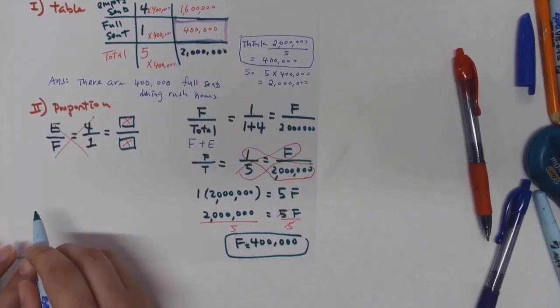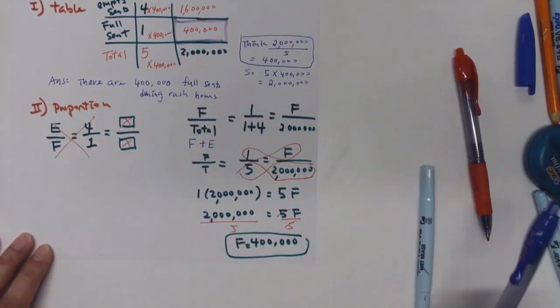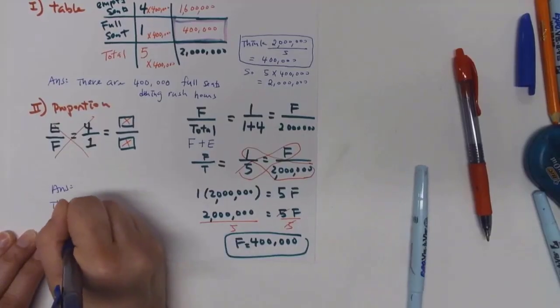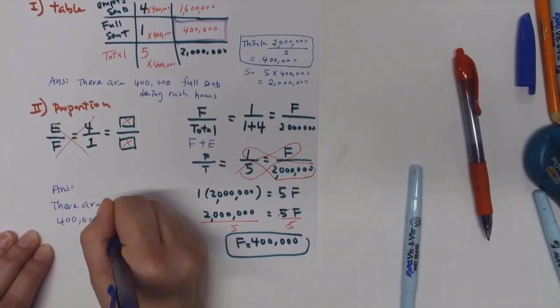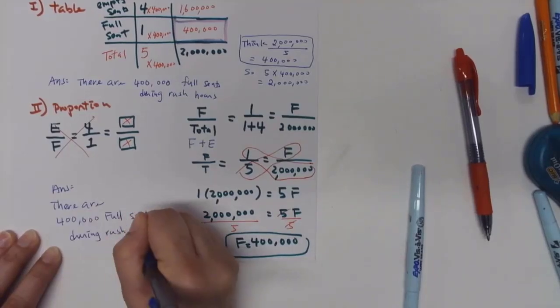And then we can answer that there are 400,000 full seats during rush hour. Are we okay?